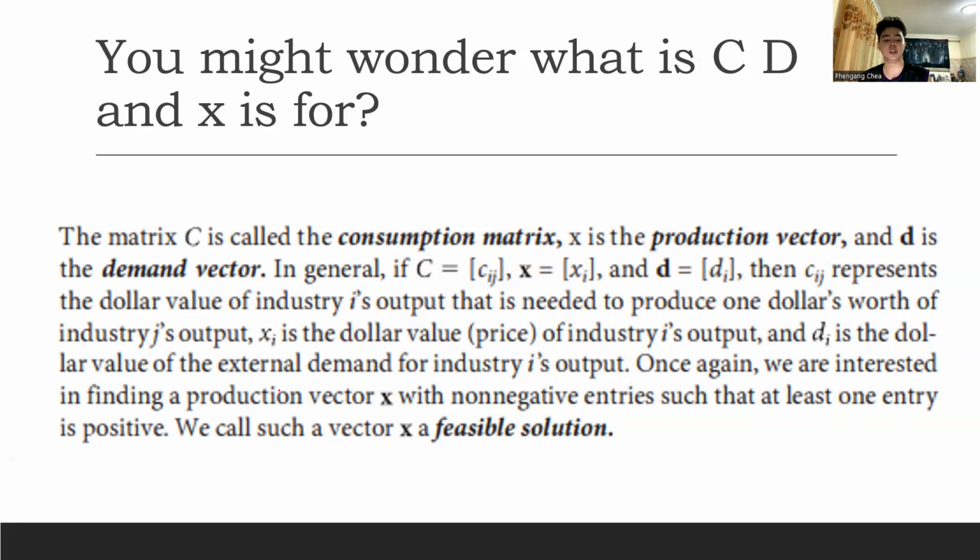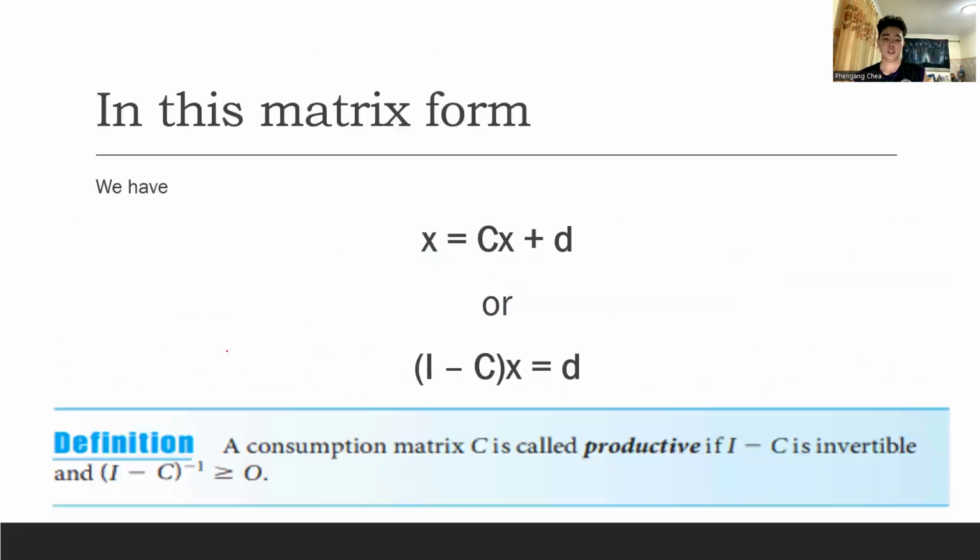Once again, we are interested in finding the production vector X with non-negative entries such that at least one entry is positive. We call this a feasible solution. Okay, in this matrix form, we can see that X equals CX plus D, or (I minus C)X equals D. But I minus C must be invertible. It means that when we take the inverse of I minus C, it must be bigger than 0. Here, this is the definition of the model.